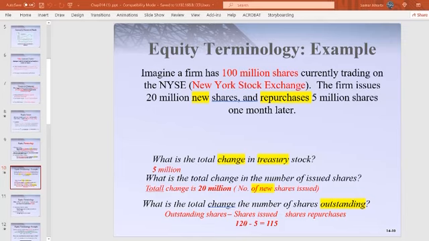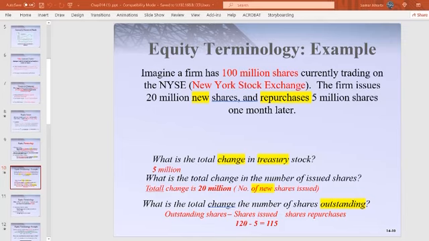Imagine the company now wants to issue another 20 million new shares and repurchase 5 million. They want to issue 20 new. Then after that, they decide to buy another 5 from the market, about 1 month later. Now, what is the total change in the treasury stock? We call it treasury. Do you remember from the previous slide? Treasury is the repurchased stock. So here they repurchase 5 million, right? So treasury is 5.